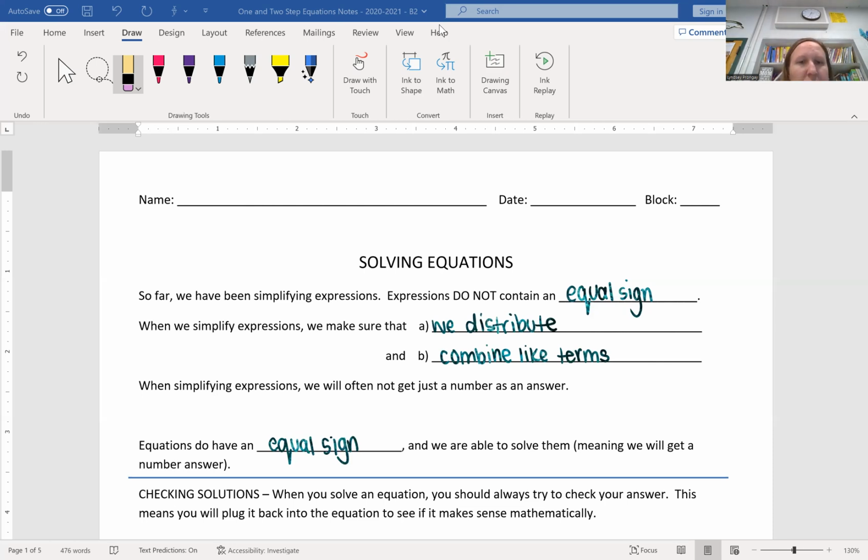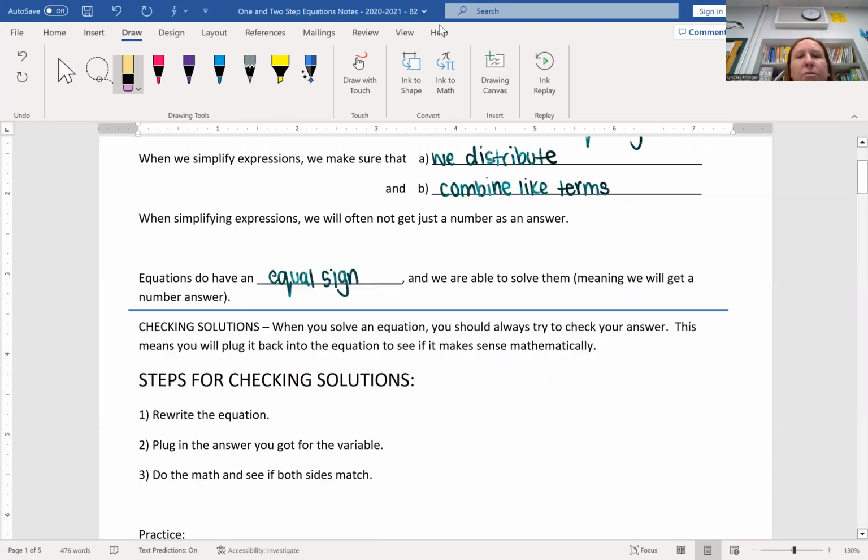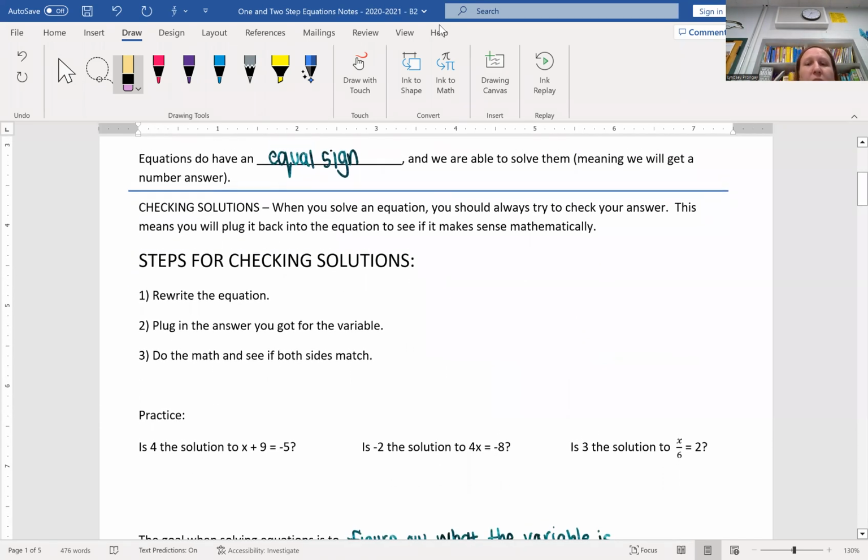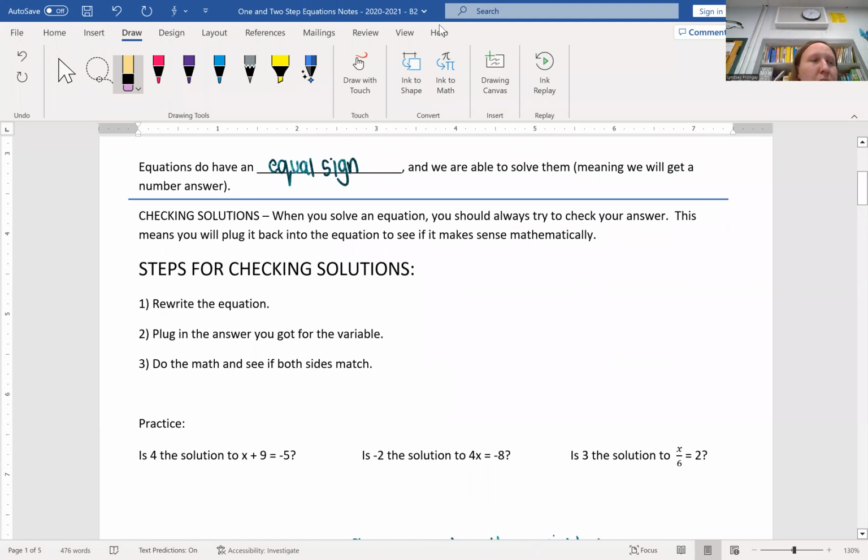So now we are shifting gears into equations, and equations do have an equal sign, and we are able to solve them. So expressions we simplified, equations we solve, and that means we're going to get a number answer. Okay, so the first thing we're going to talk about is not actually even solving them, but really checking our solutions. The good news about equations is that you really should be able to tell if the answer you are giving is correct, because you can plug it in and see if it actually works. So when you solve an equation, you should always try to check, meaning you're going to plug it in and see if it makes sense mathematically.